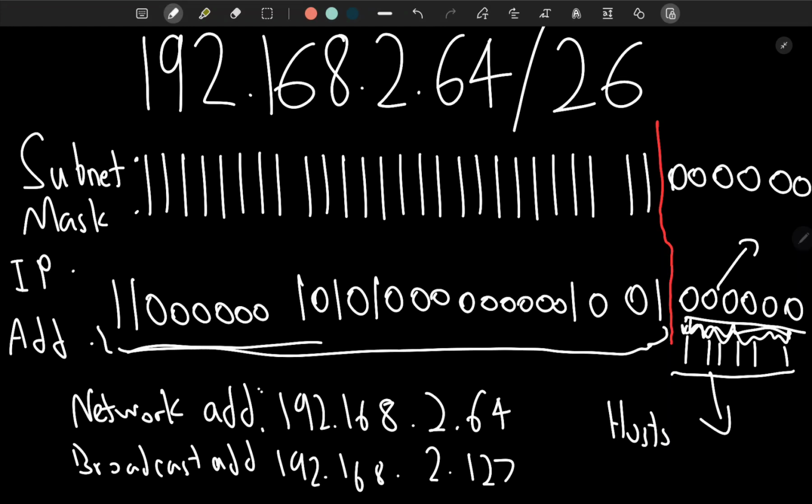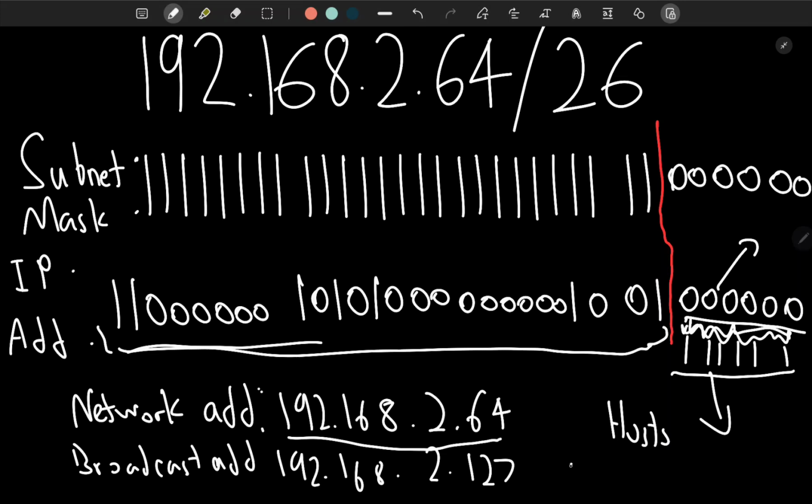And everything between the network address and the broadcast address is used for the host. So hosts will be from 192.168.2.64 all the way up to 127. So these two are used for the network address and the broadcast. So it will start from 65 until 126.